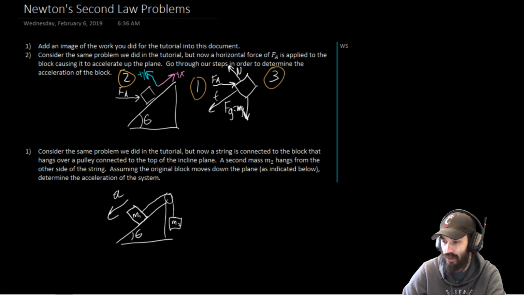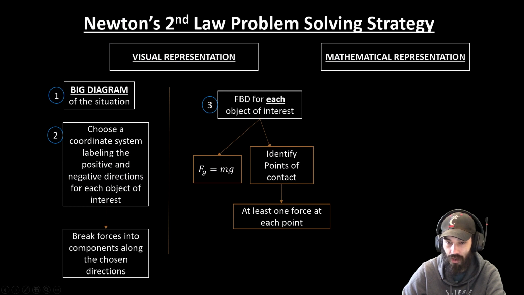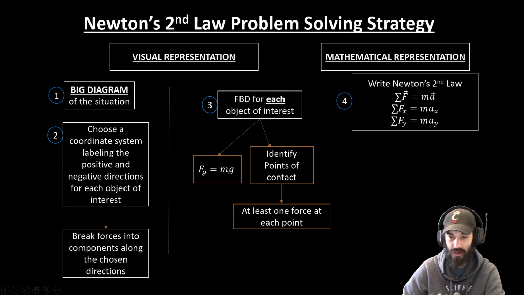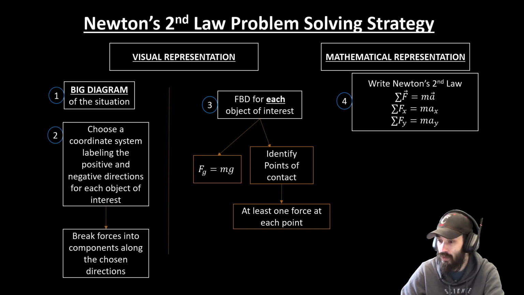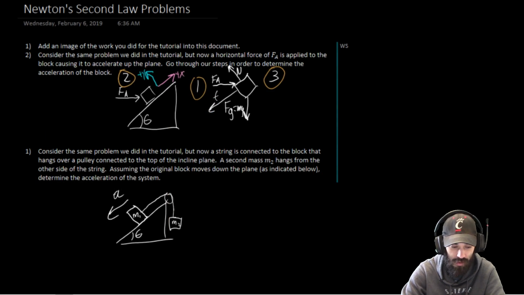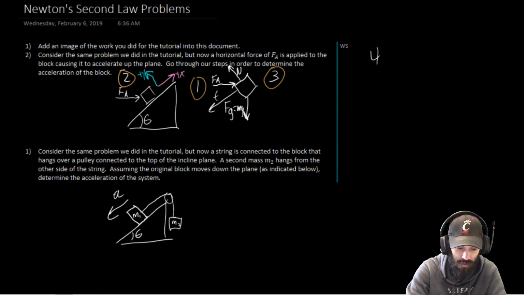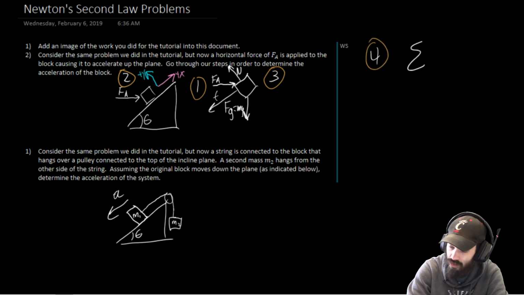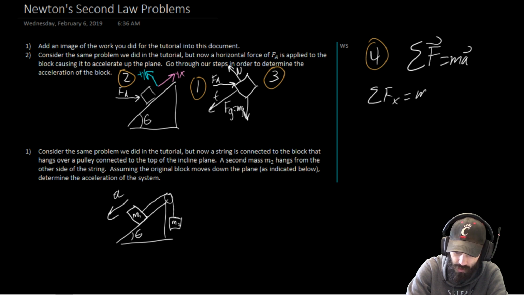The next thing we want to do is use our free body diagram. Well, before that even, we want to write down Newton's second law. So coming back over here, this is going to be step 4: write down Newton's second law in general. This says that the sum of the forces is equal to the mass times the acceleration. The sum of forces in the x direction is equal to m a_x, and the sum of forces in the y direction is equal to m a_y.